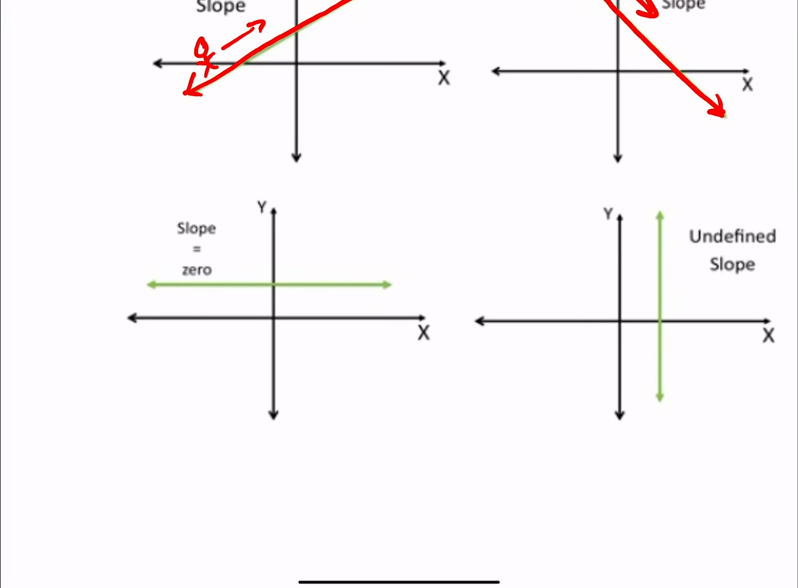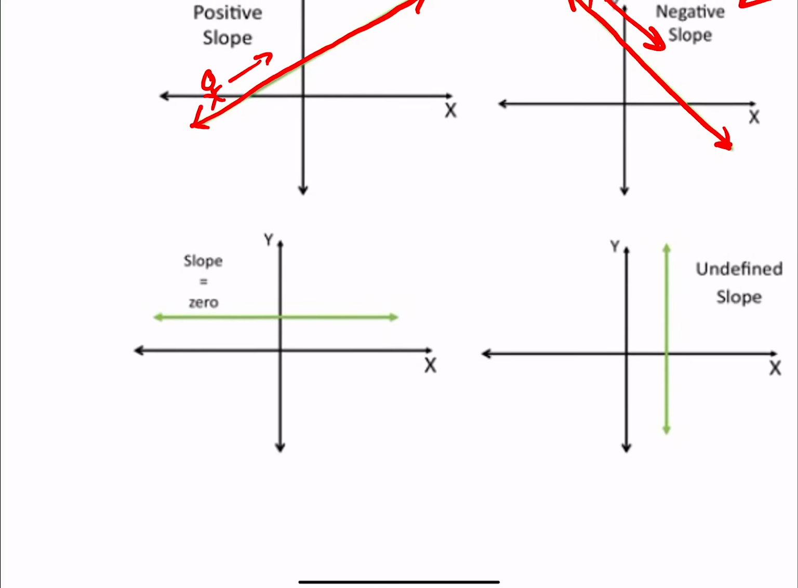Now, another case might be if we have a 0 slope. This would be M equals 0. When the slope is 0, you're not going up, you're not going down. So what are you doing? You just stay exactly in a straight line where you are. So you walk from left to right, and you stay in a straight line. And that's a 0 slope.